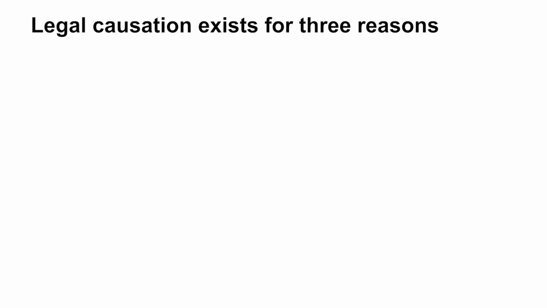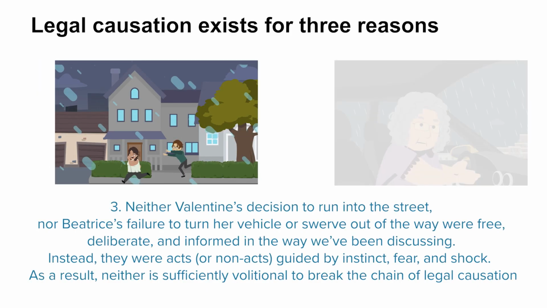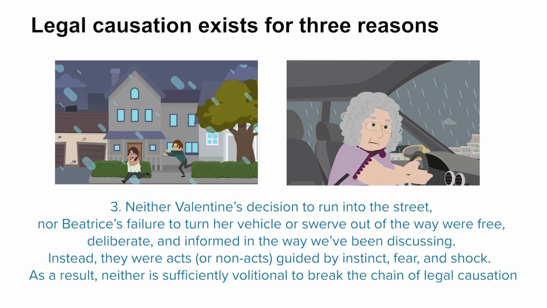Third, and perhaps more fundamentally, neither Valentine's decision to run to the street nor Beatrice's failure to turn her vehicle or swerve out of the way were free, deliberate, and informed in the way we've been discussing. Instead, these were acts or non-acts which were guided by instinct, fear, and shock. As a result, neither is sufficiently volitional to break the chain of legal causation. And with that, we've now reached the end of our substantive discussion of legal causation.